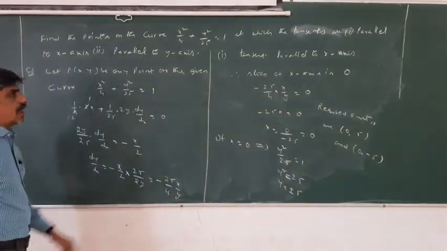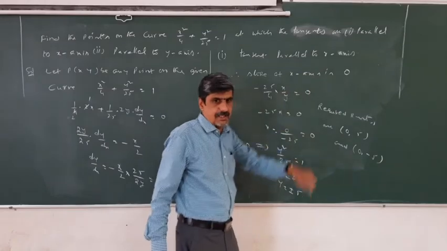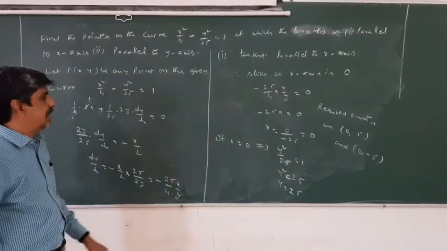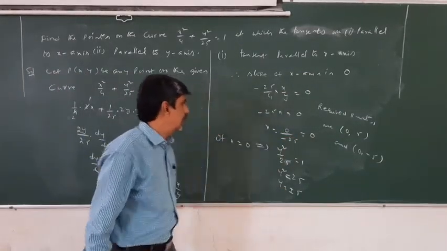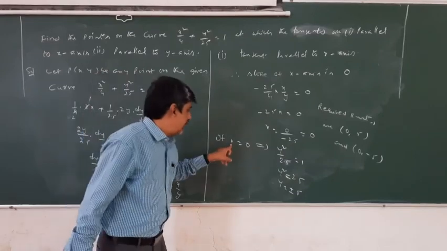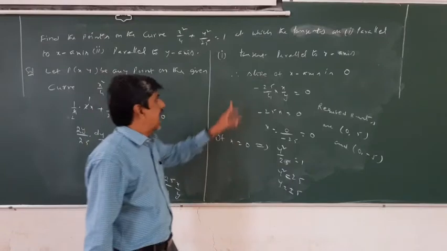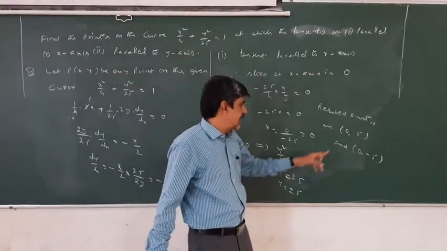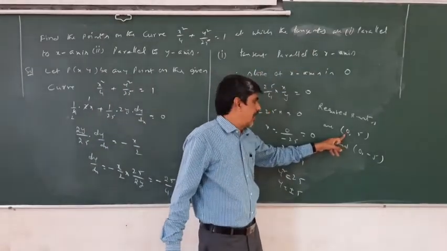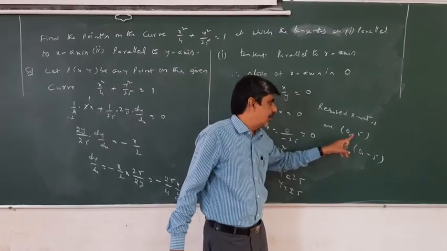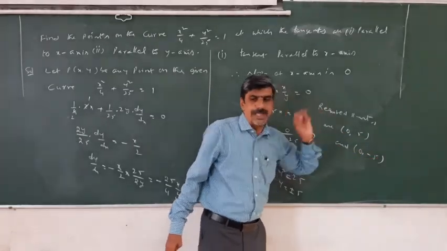If the tangents are parallel to the x-axis, then here x is equal to 0. So if x is equal to 0, then the y values are plus or minus 5. So if the tangents are parallel to the x-axis, then the required points are (0, 5) and (0, minus 5).